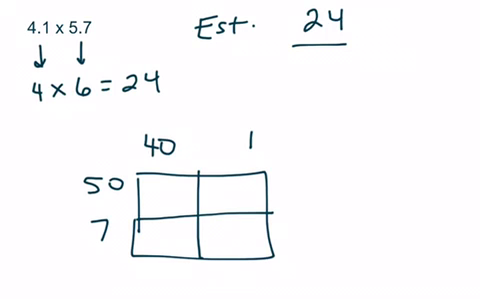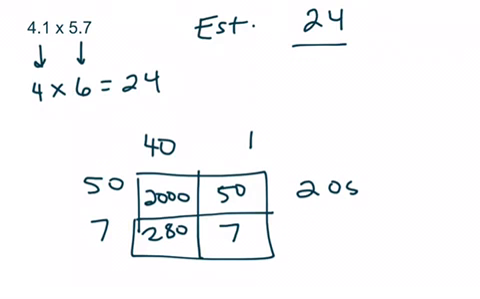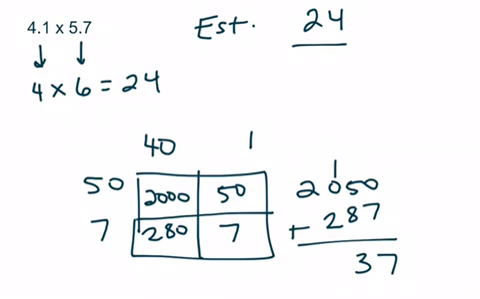Now 5 times 4 is 20 and 2 zeros. 50 times 1 is 50. 7 times 4 is 28. Add a 0. 7 times 1 is 7. I'm going to add across: 2050 plus 287, and I will get an answer of 0 plus 7 is 7, 5 plus 8 is 13, carry the 1, 1 plus 2 is 3, 2 plus nothing is 2. Now right there I get an answer of 2,337.